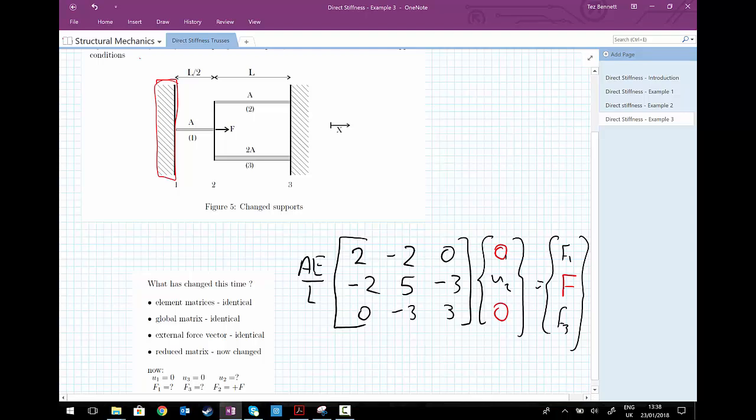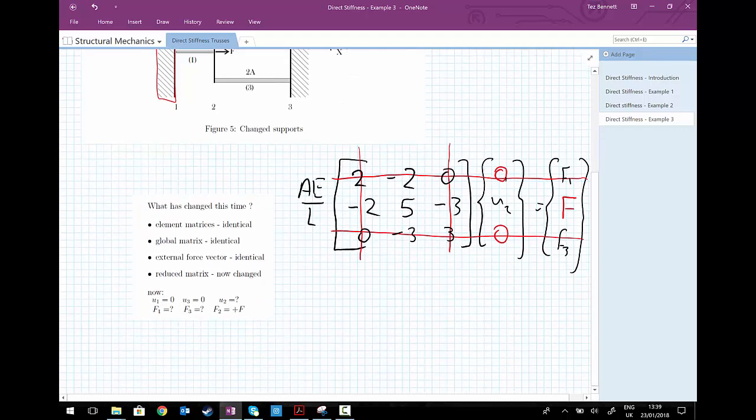And because we have two zero displacements, we have two rows of this system of equations that we already know the answer to, so we can just cross out these rows. Because we're going to be multiplying by zeros, we can also cross out the columns, and we're left with a very simple equation: 5AE over L multiplied by U2 equals F, and we can rearrange that to get U2. So our reduced matrix was completely changed.